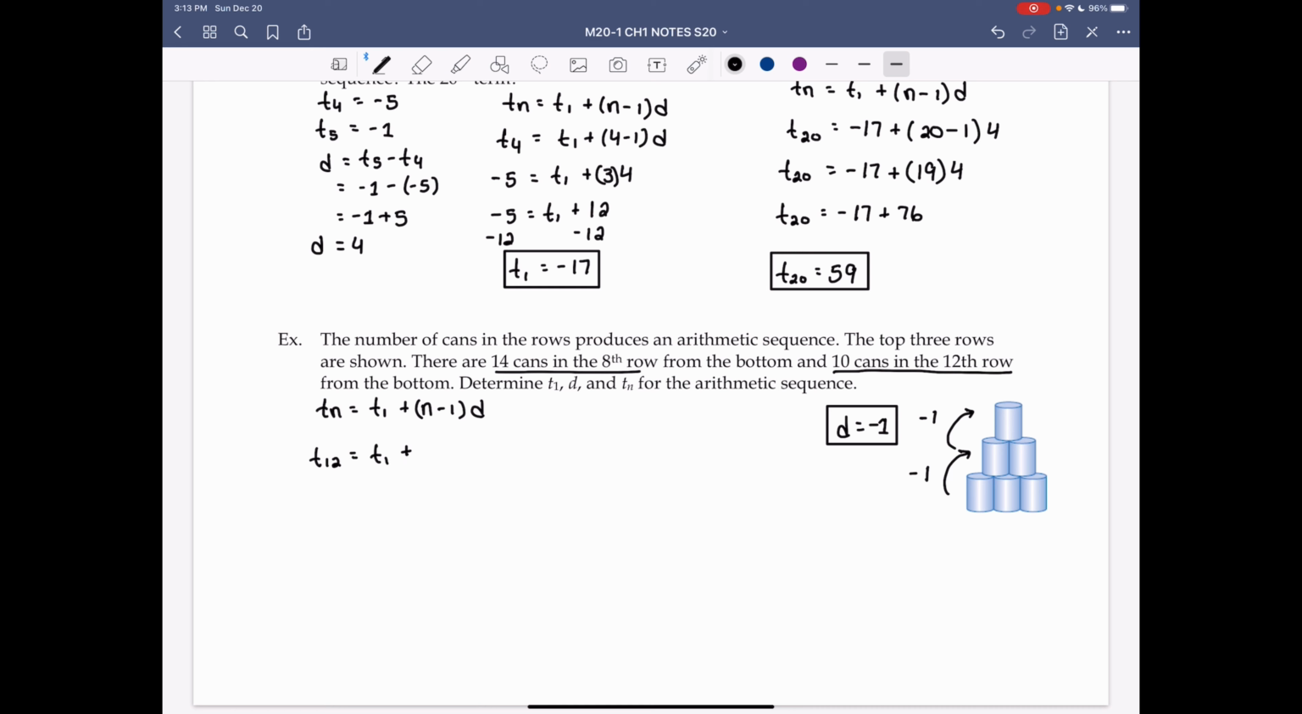equals T1 plus n is 12 minus 1 times D. We know T12, it's 10. There's 10 cans in the 12th row, equals T1 plus 12 minus 1 is 11. And we know D, we said that was negative 1 from our picture. And then 11 times negative 1 is negative 11, so we get 10 equals T1 minus 11. Then we add 11 to both sides. To solve for T1, we get T1 equals 21.